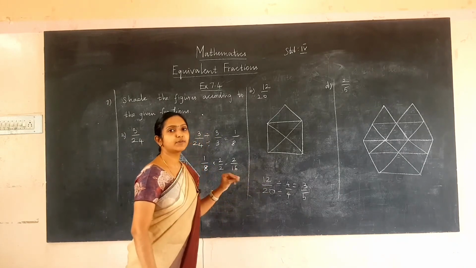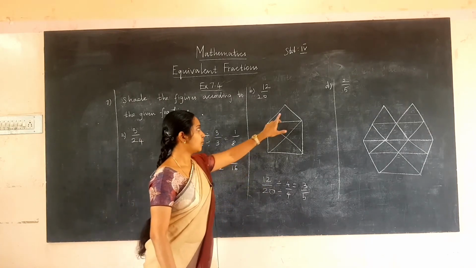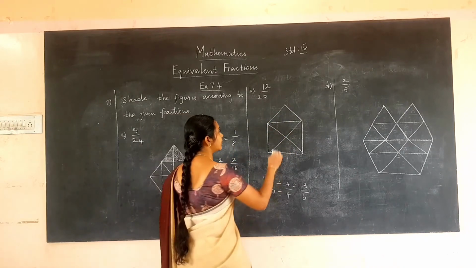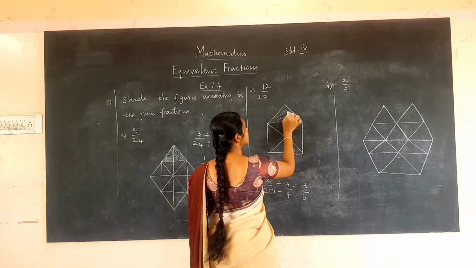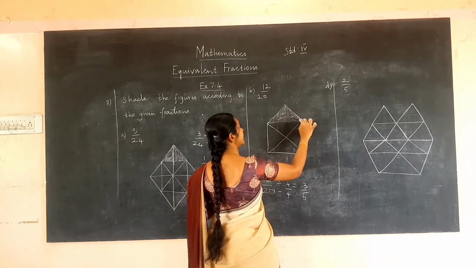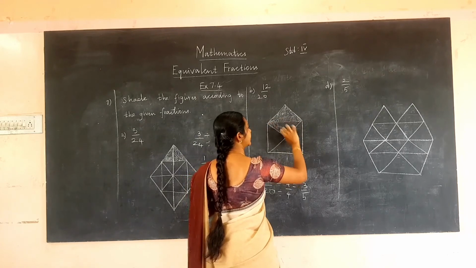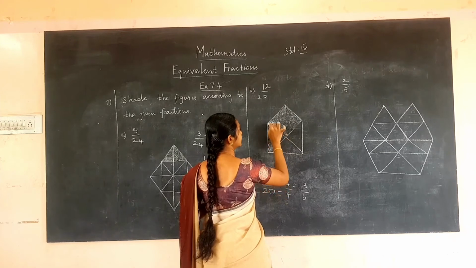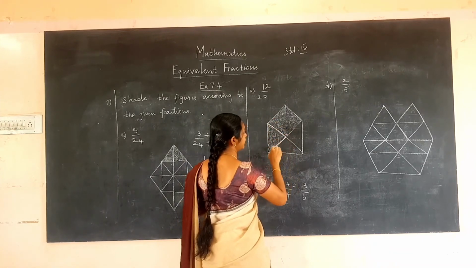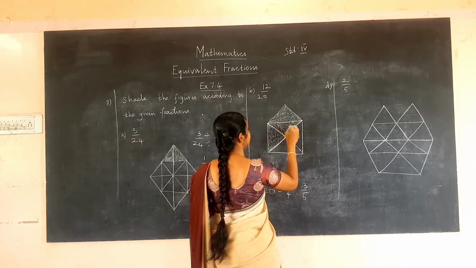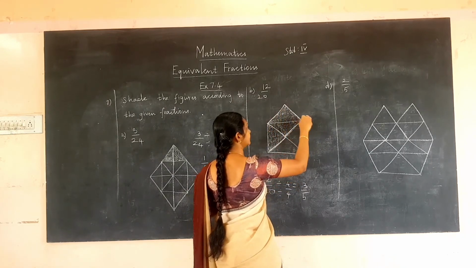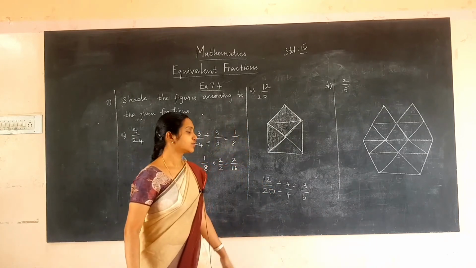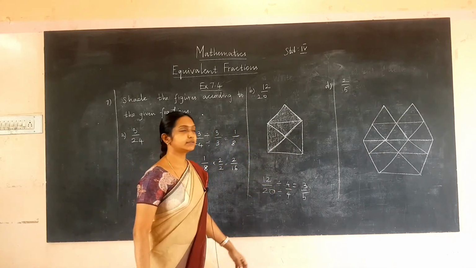Out of 5 parts we must shade 3. 1, 2, 3, 4, 5. Here we are having 5 parts and we are going to shade 3 parts out of that. I have shaded one part. I am shading the second part and the third part. I have shaded 3 parts. Reduce this fraction, we will get 3 by 5. So out of 5 we have to shade 3.